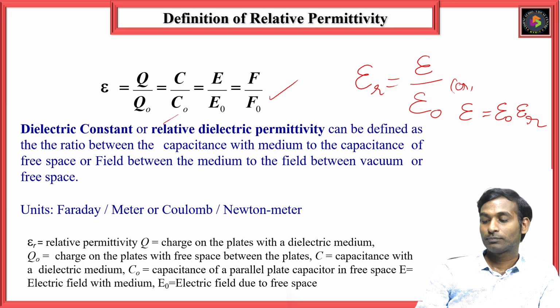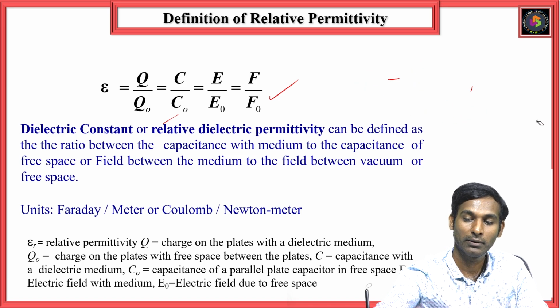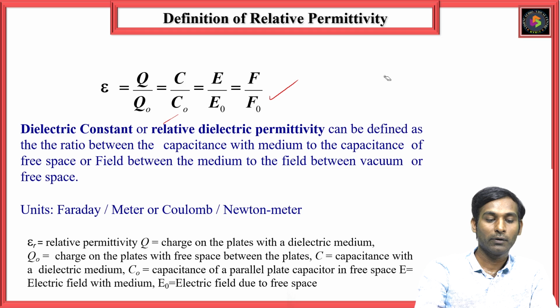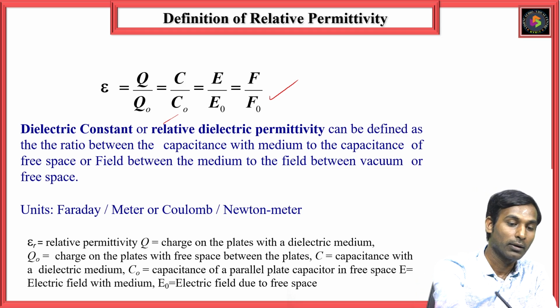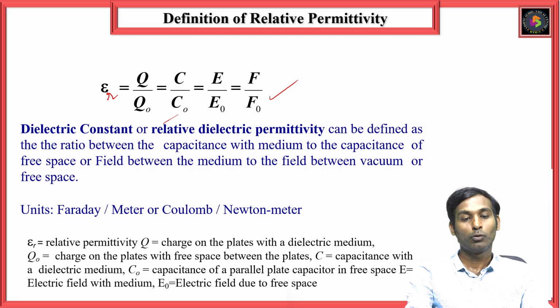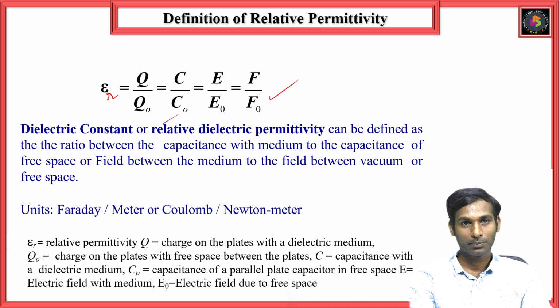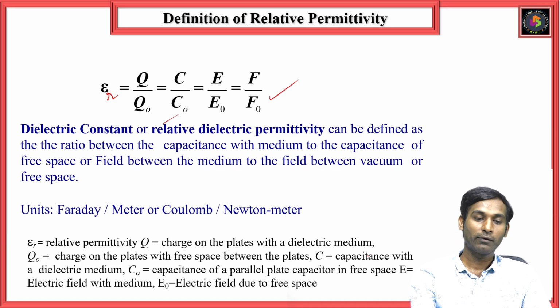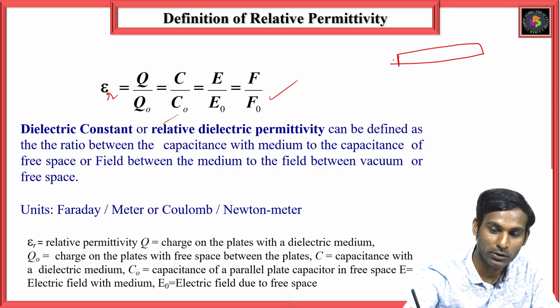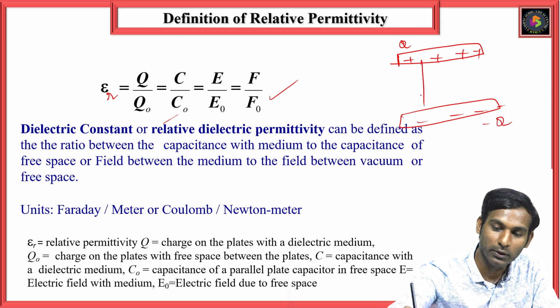If we take a capacitor, these equations, a parallel plate capacitor, we are framing with different notation. Epsilon R is relative permittivity. Q is the charge on the plates with a dielectric material. If we take the charge of a parallel plate capacitor, we identify Q as positive charge on one plate and minus Q as negative charge on the other plate. This is about the orientation.